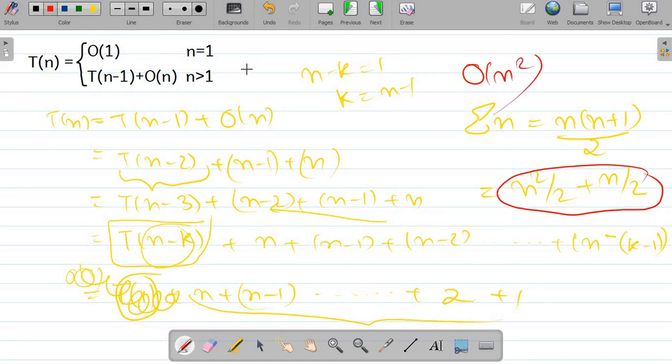So any recursive function having a recurrence relation, this shows that it works in order of n square, and the height of the recurrence tree will be of size n minus 1.